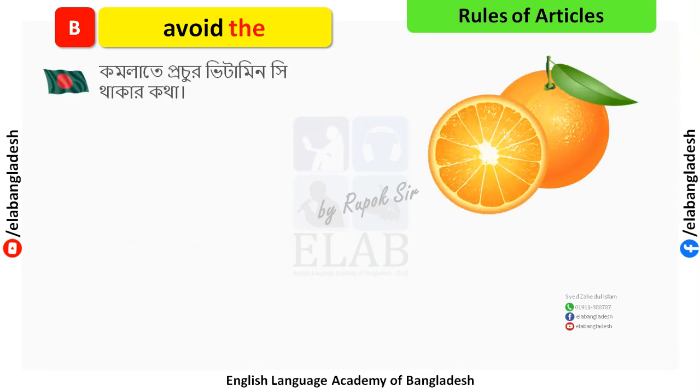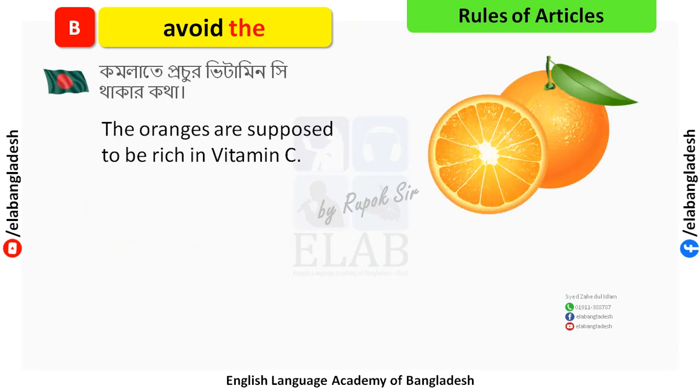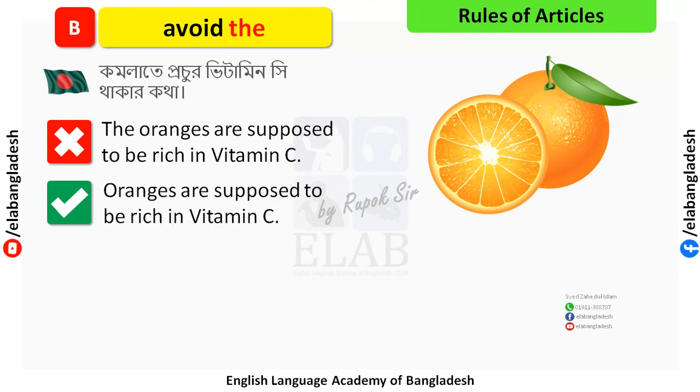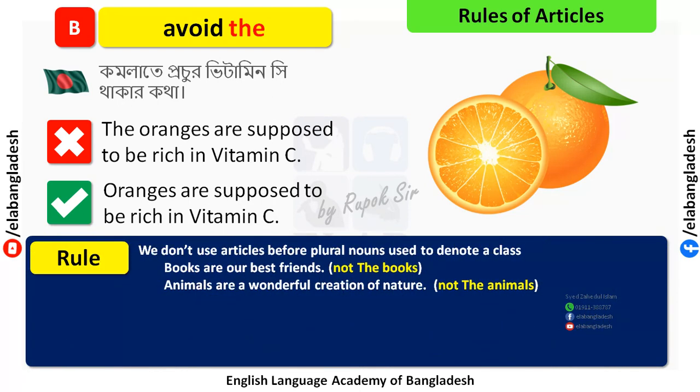Oranges are supposed to be rich in vitamin C. We don't use articles before plural nouns used to denote a class. Books are our best friends, not the books. Animals are a wonderful creation of nature, not the animals.